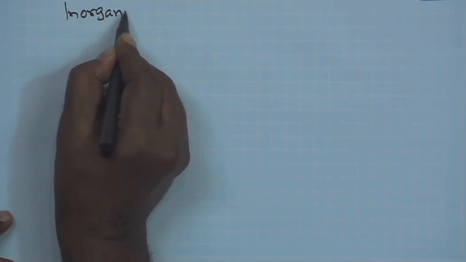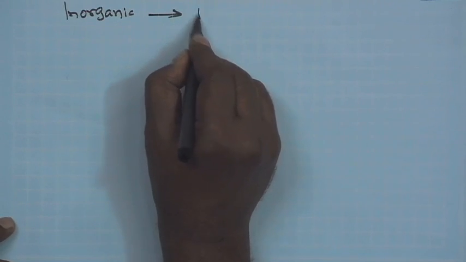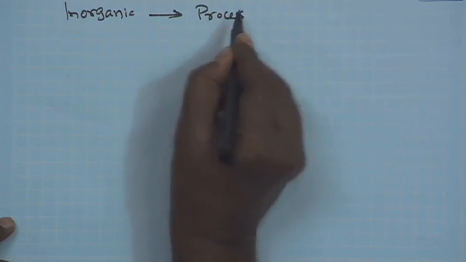On the other hand, in case of inorganic membranes, the problem is not that much. In case of inorganic membranes, one can really handle a process stream at very high temperature.